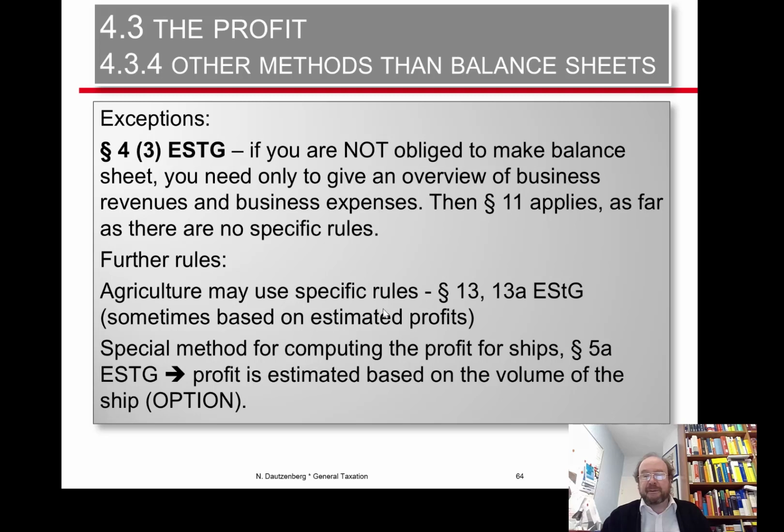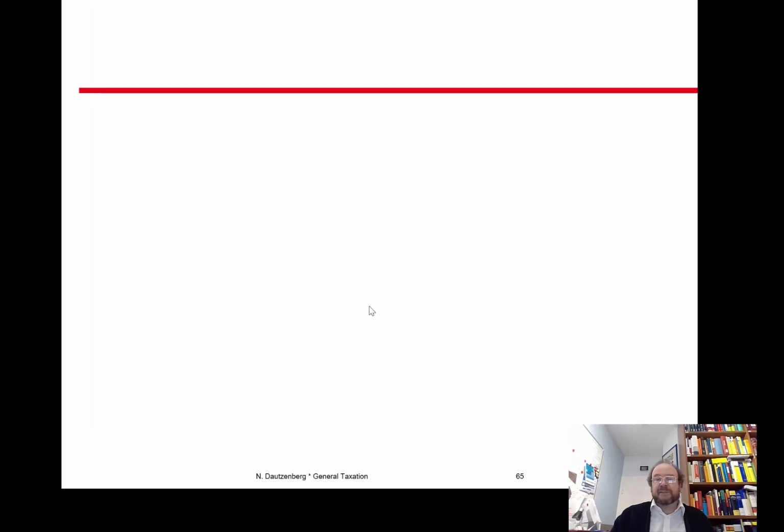We're going to talk about that on a later occasion. Further rules are agricultural businesses can even use more simple rules, and ships in international trade also have a special option which they can use. And this, ladies and gentlemen, is the most hopeful slide of today because it indicates that we are through with this subchapter. I thank you very much for listening.